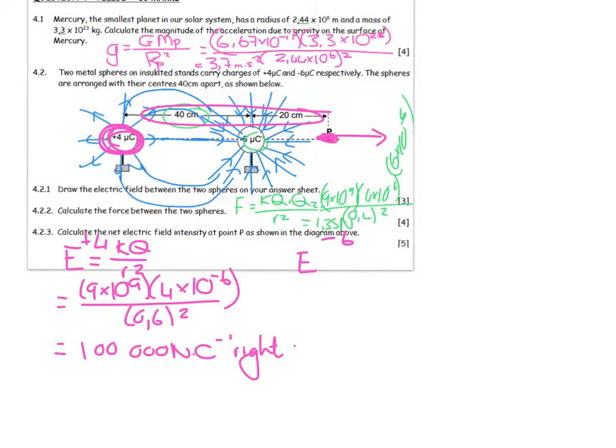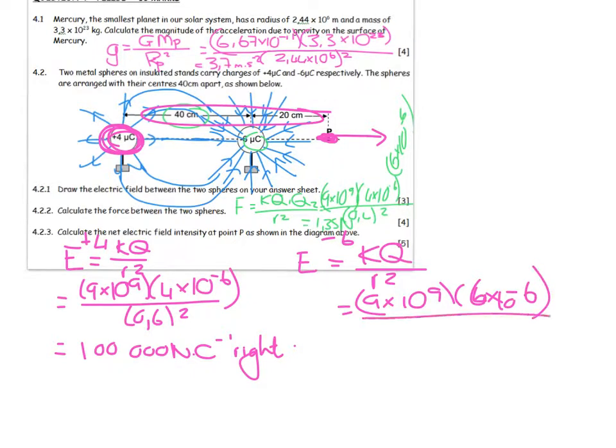Then taking a look at the negative 6. Exactly the same formula. Substitute in 9 times 10 to the power of 9. Substitute in 6 times 10 to the negative 6. And divide it by a distance. This time my distance is only 20 centimeters, so that's 0,2, and don't forget to square it. And I then land up with 1350123 newtons per coulomb, and it's from positive towards negative, so this time it's to the left.